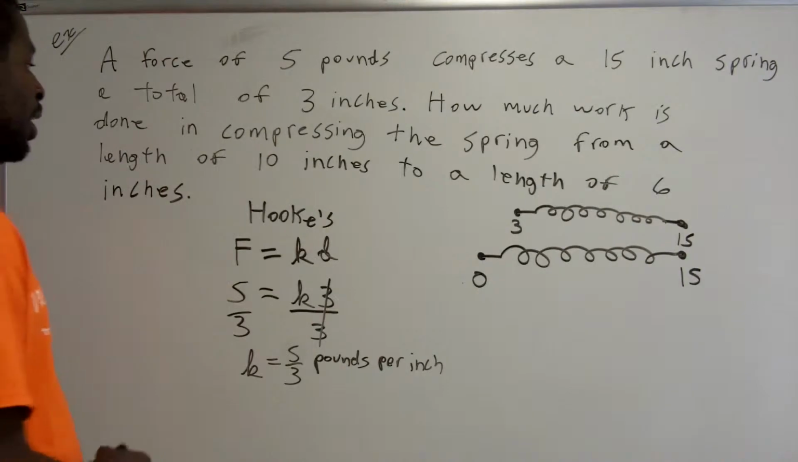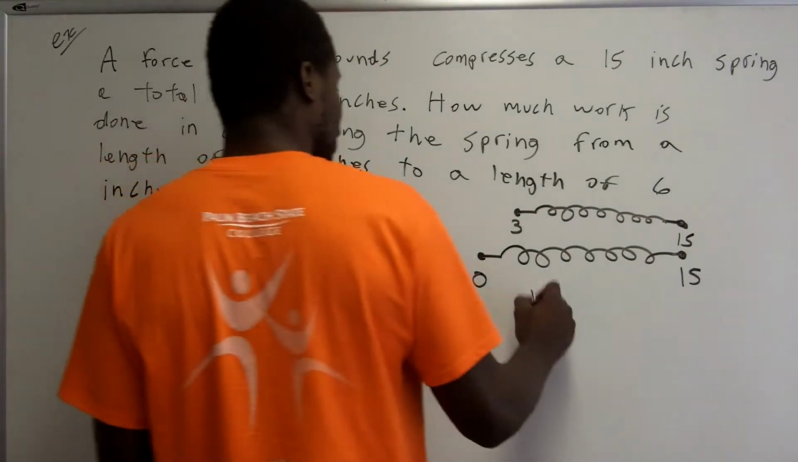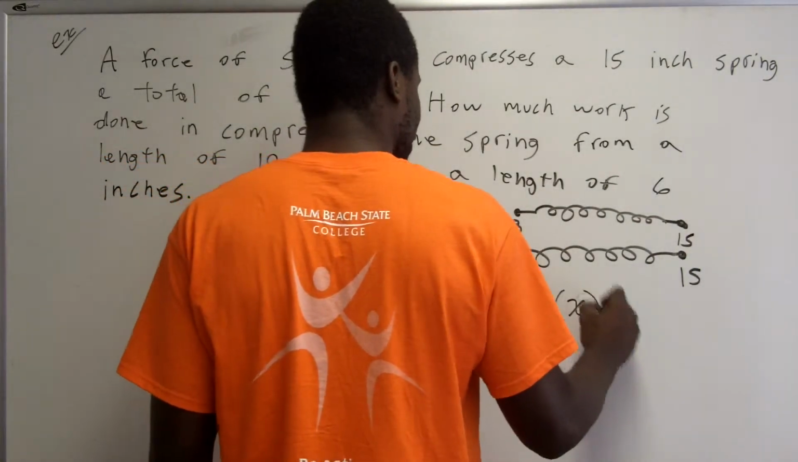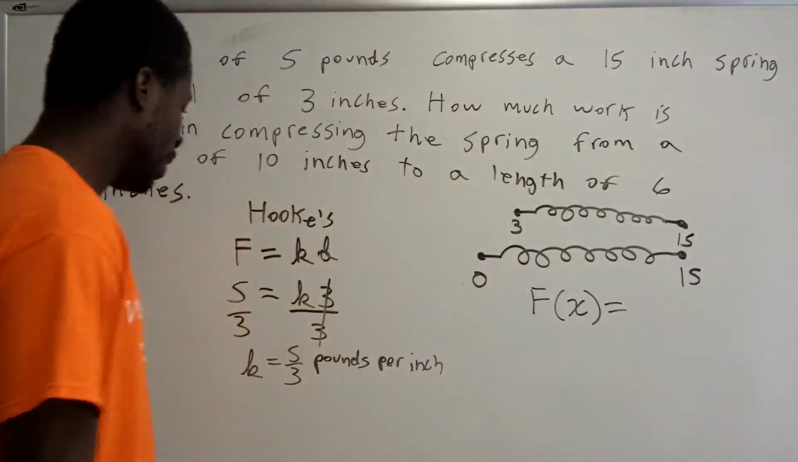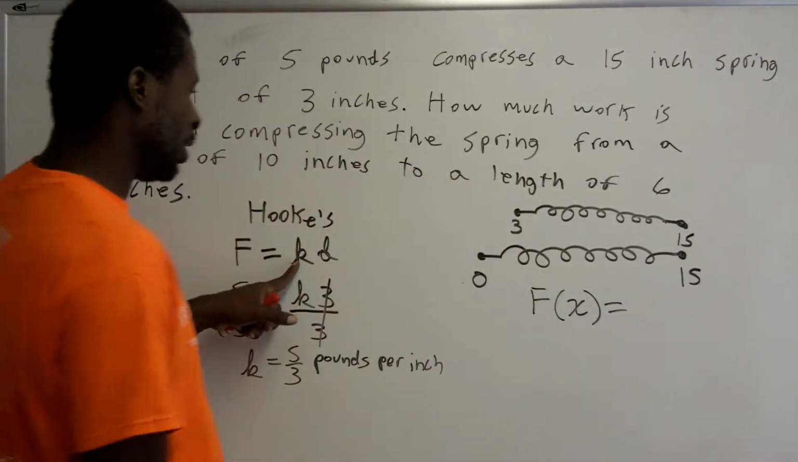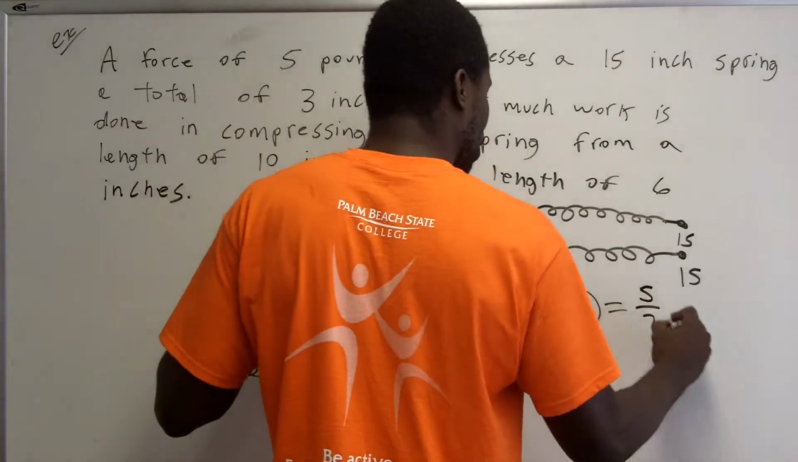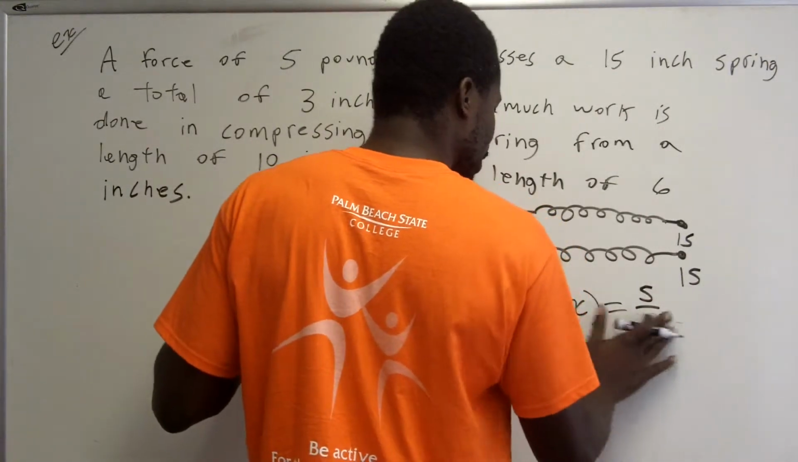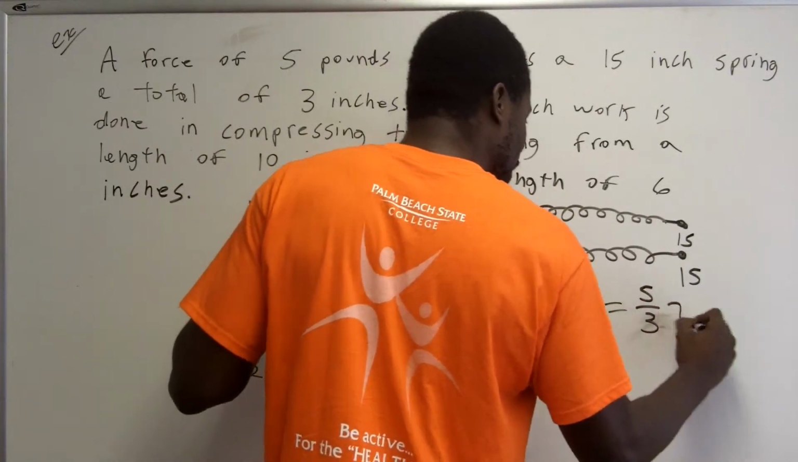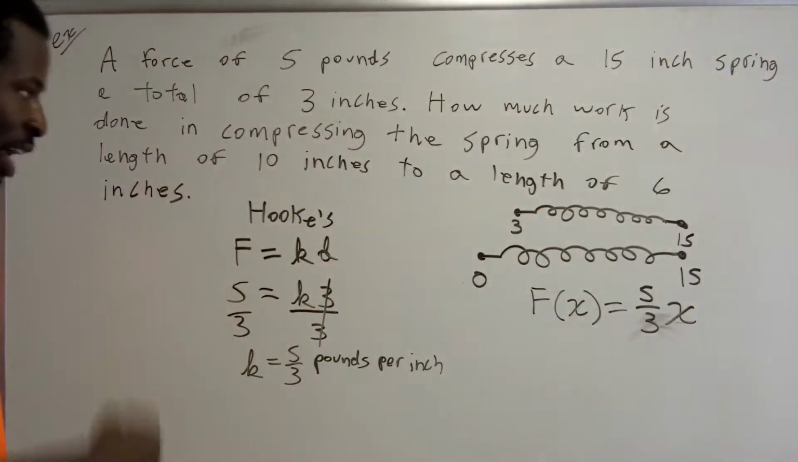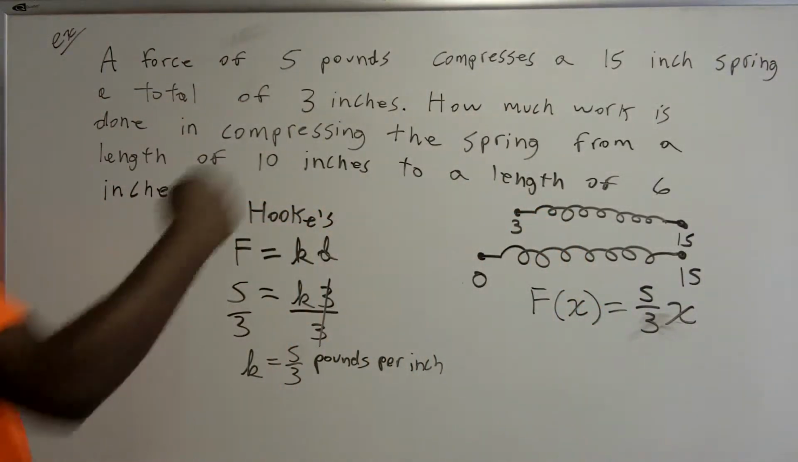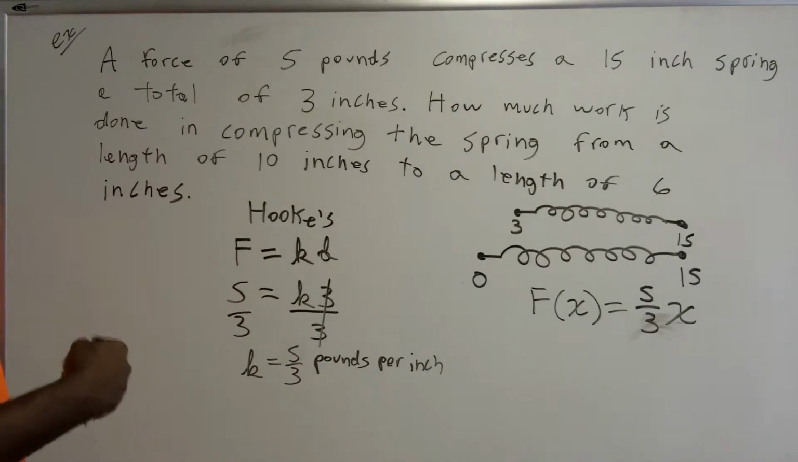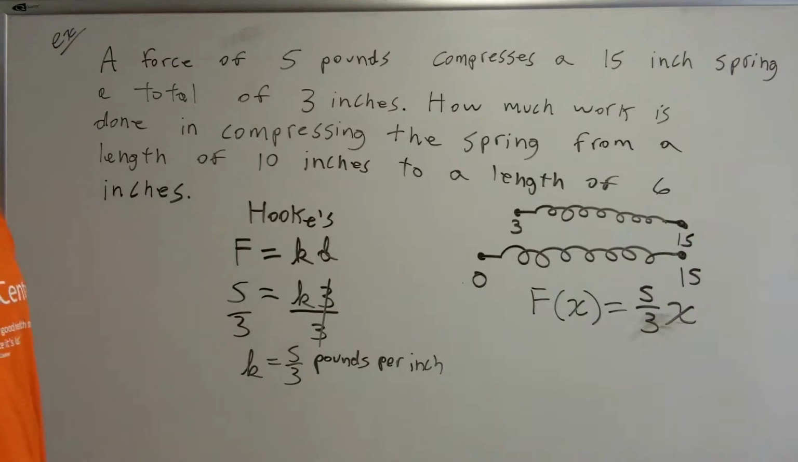So an equation that I can come up with for the force of this spring is this. I know that the spring constant is 5/3, because it's 5/3 of a pound for every inch of compression. If I multiply the 5/3 by the number of inches that I compress the spring, I can calculate the force exerted to compress the spring that distance.